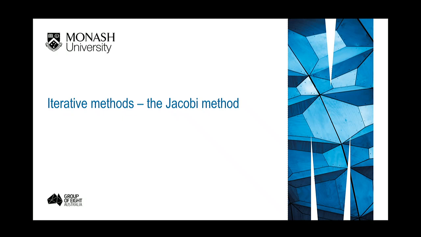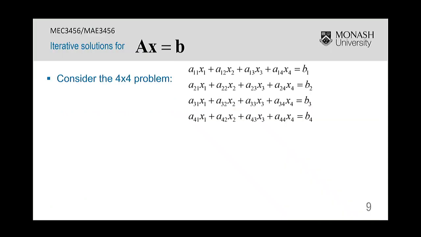We're going to look at iterative methods in this recording and the next couple, and the first method we'll start with is known as the Jacobi method. In order to illustrate how we'd solve the matrix equation AX equals B using the Jacobi method, we're going to consider a simple 4x4 problem.